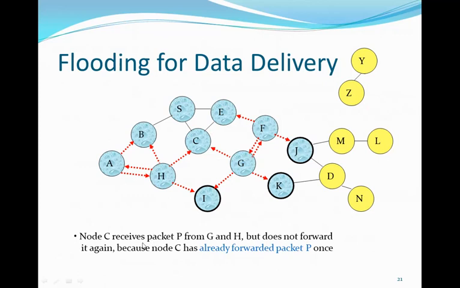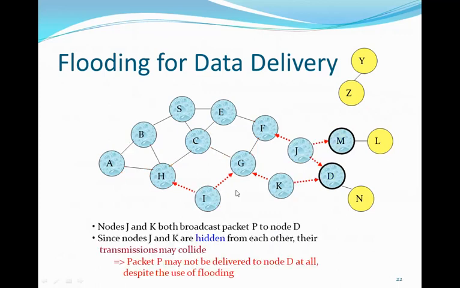So node C receives packet P from G and H. Here is node C. It is receiving the same packet from nodes G and H, but it doesn't forward it again because node C has already forwarded packet P once. So this is the intelligent approach followed by node C, that it doesn't forward packet P to its neighbors, as it has already processed and shared this data with its neighbors.